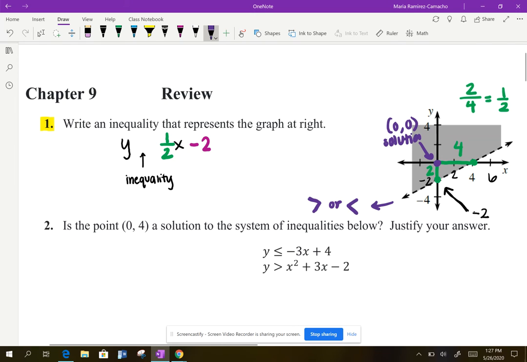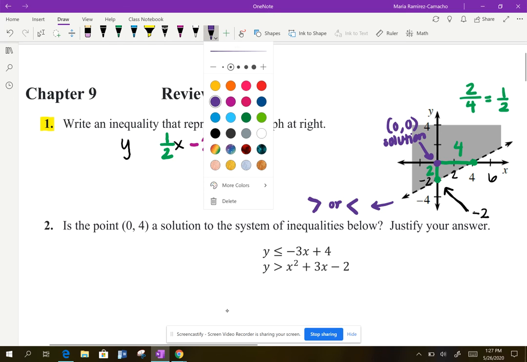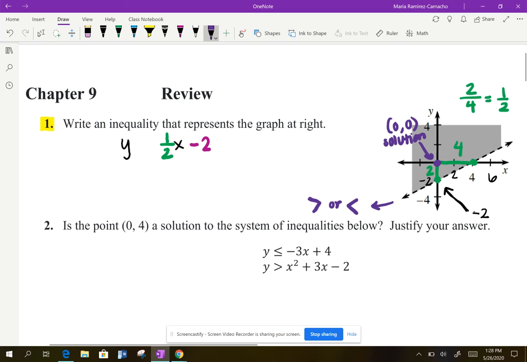So if I can plug 0, 0 into the inequality and figure out what sign to put there, then I'm done. Okay, so let's plug in 0 for y and 0 for x and see what inequality would make that true. So plug in 0 for y, 0 for x, simplify. Let's see, 1/2 times 0 is 0, and 0 minus 2 is -2.